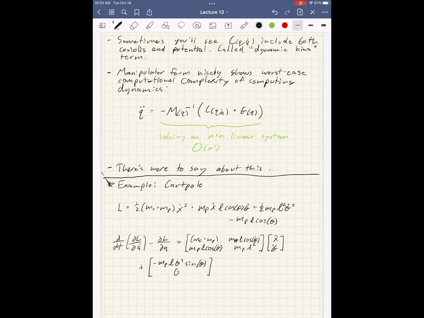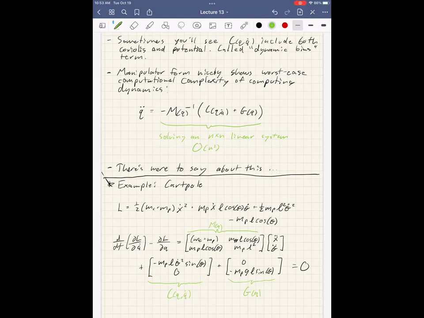I follow through with all the derivatives, plus a gravity term, aka potential term, that looks like this, equals 0. So I've got M of Q, C of Q, Q dot, and G of Q. And if you look here, this depends on both theta and theta dot. This only depends on theta. This only depends on theta. So that checks out.